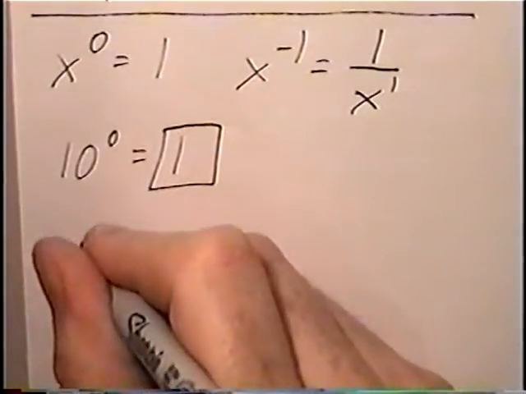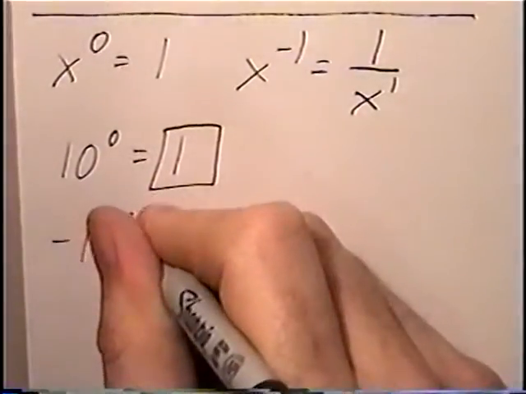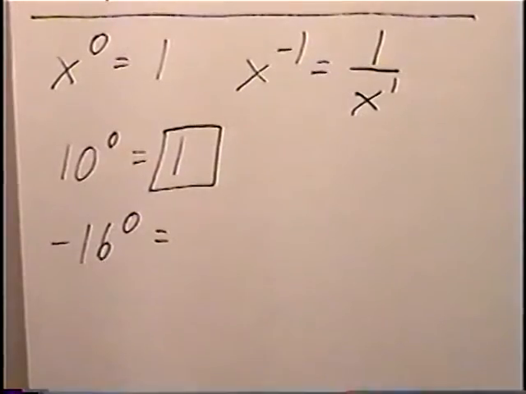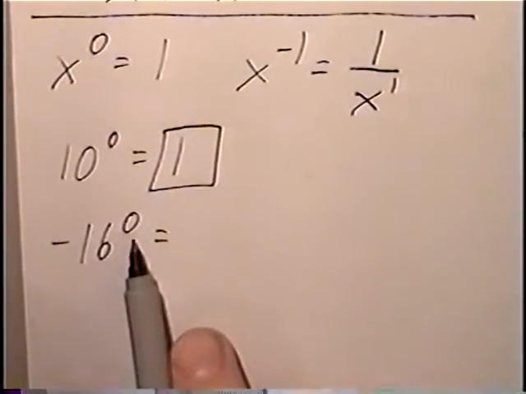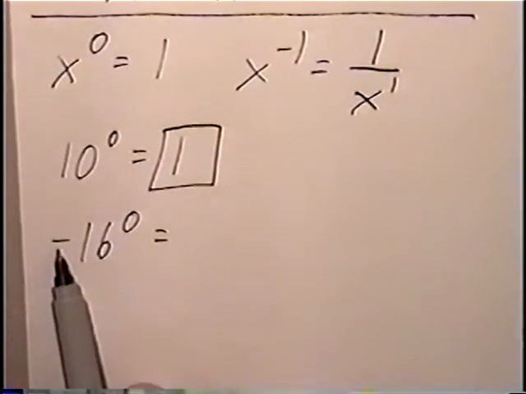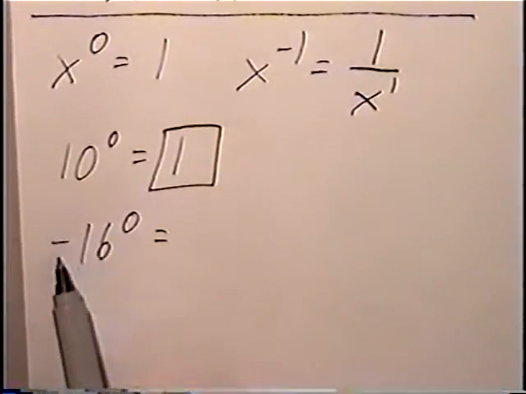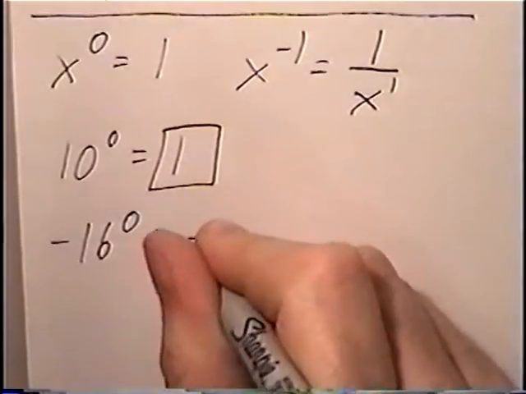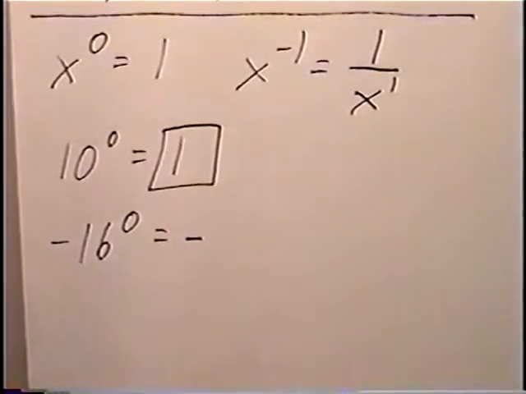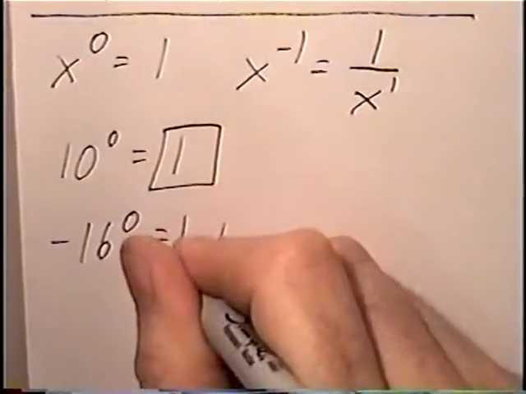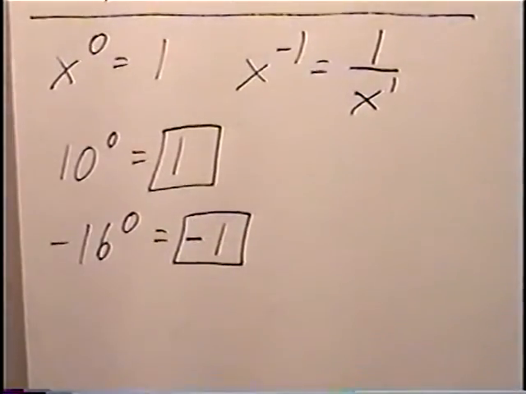Second question, negative 16 to the 0 power. Again, any number to the 0 power equals 1. The negative, though, does not go with the exponent. The 0 only goes with the number. If there's no parentheses, the negative would stay with your answer, and 16 to the 0 power would be 1. So the answer to this question would be negative 1.